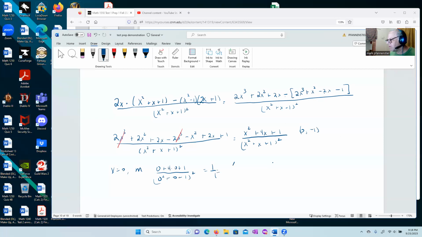So we're going to go back and say y minus, what's a y value? Negative 1. Okay, because this is the point. Equals our slope, m, times x minus, what's the x value? 0. So we have y plus 1 equals, our slope is 1, so we have x minus 0, and then we'll have y equals x minus 1. So it's a nice calculus question when you do all this work and you end up with like y equals x minus 1. Yeah, that's it. Okay, so that's how you do a problem like that.